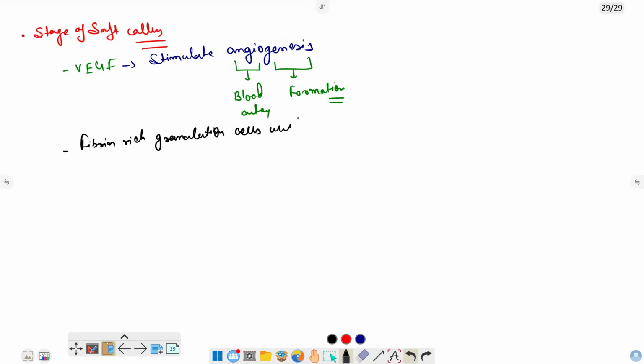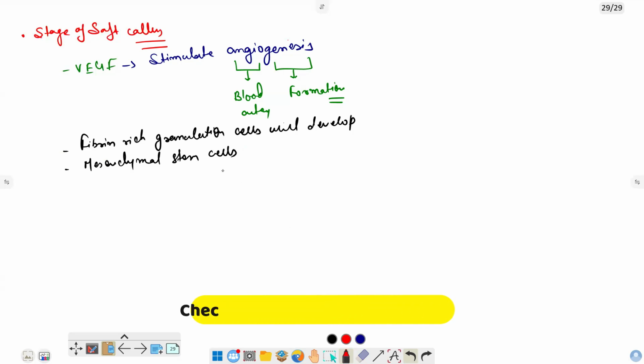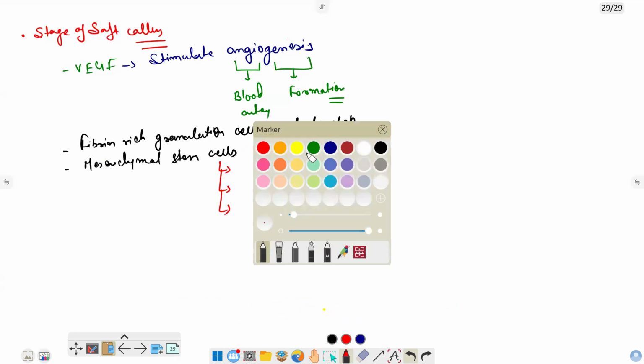There will be the development of the fibrin-rich granulation tissue. The granulation cells will start to develop. After that, there will be the presence of mesenchymal stem cells at that particular point. Now, the mesenchymal stem cells will start forming three different types of cells.